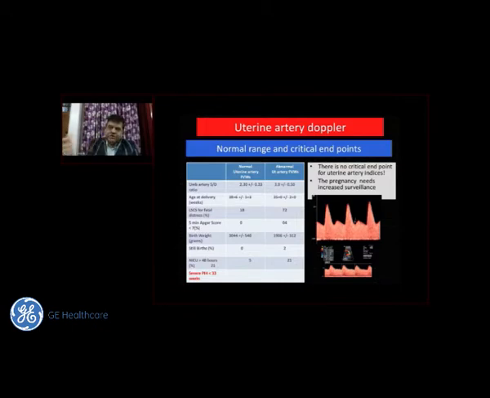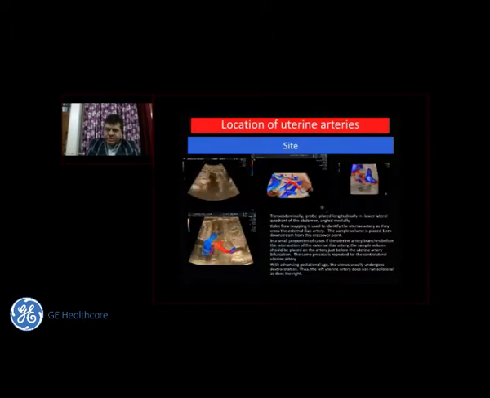So uterine artery Doppler, there are no critical endpoints for uterine artery indices. The pregnancy needs just further surveillance in case the PIs are increasing. Site: transabdominally, the probe is placed longitudinally in the lower lateral quadrant of the abdomen, angled medially.